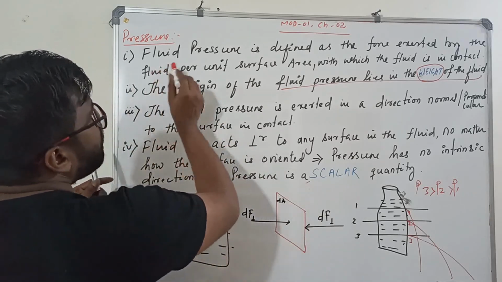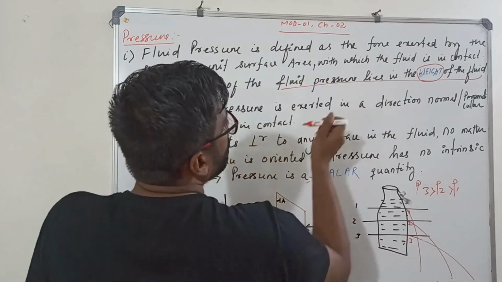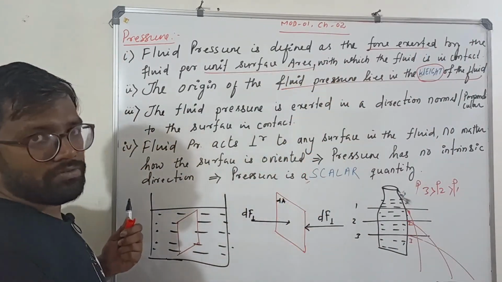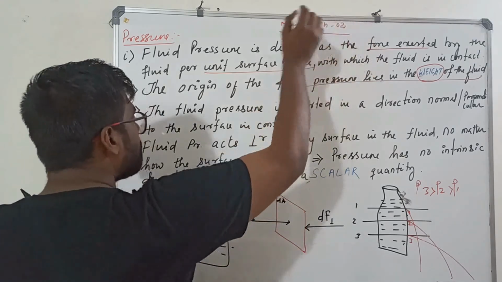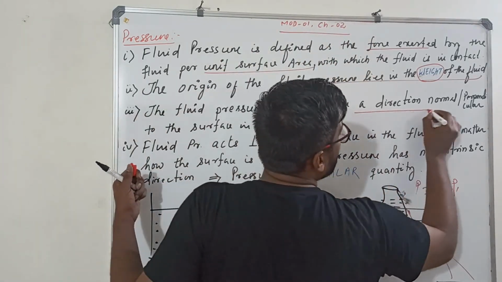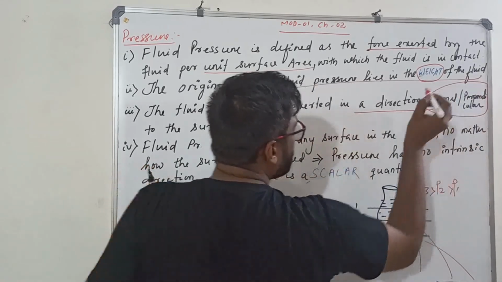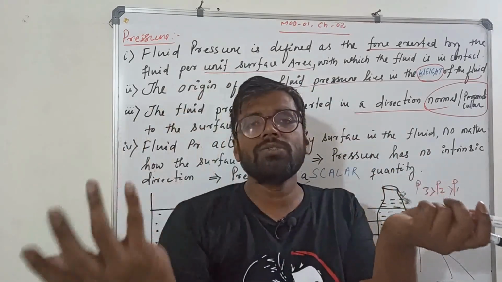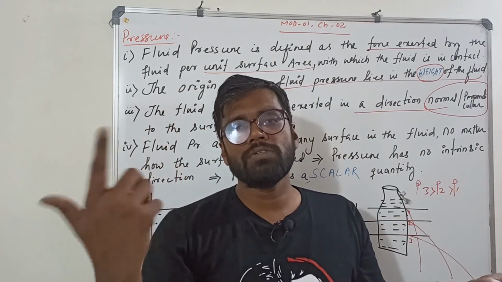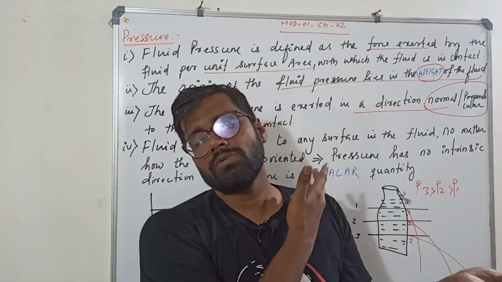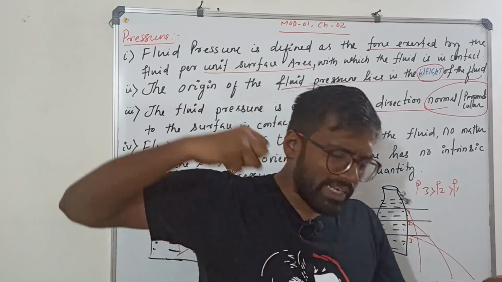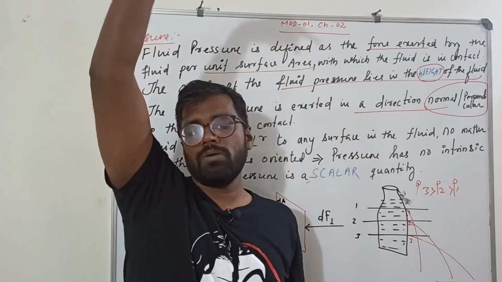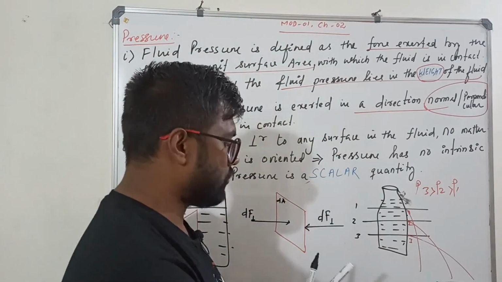Remember, fluid pressure is defined as the force exerted by the fluid per unit surface area. And in which direction is the force? Always normal or perpendicular. Why is it normal and perpendicular? See, when the fluid is at rest, there is no shear force, there is no tangential force. So the only force is which force? Normal force. So what if I apply an external force at an angle? Then you have to take the perpendicular component of the force.